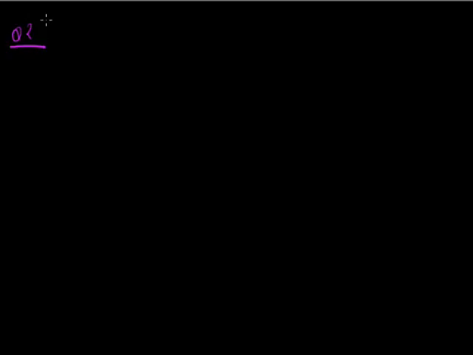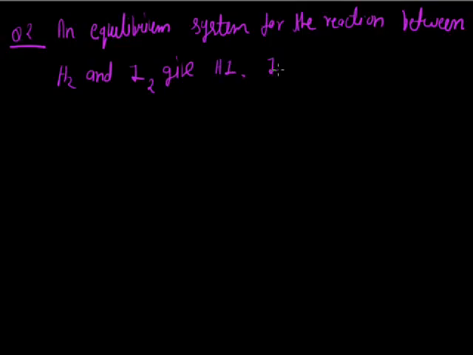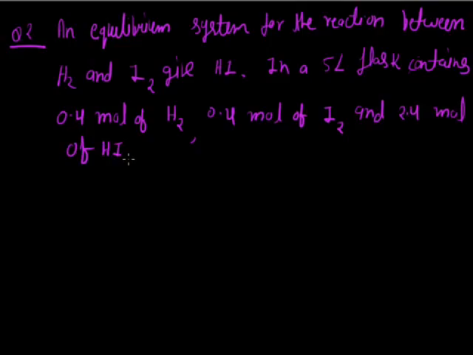Now the next question: an equilibrium system for the reaction between hydrogen and iodine, H2 and I2 giving HI, in a 5-liter flask contains 0.4 mole of H2, 0.4 mole of I2 and 2.4 mole of HI. Calculate the equilibrium constant.